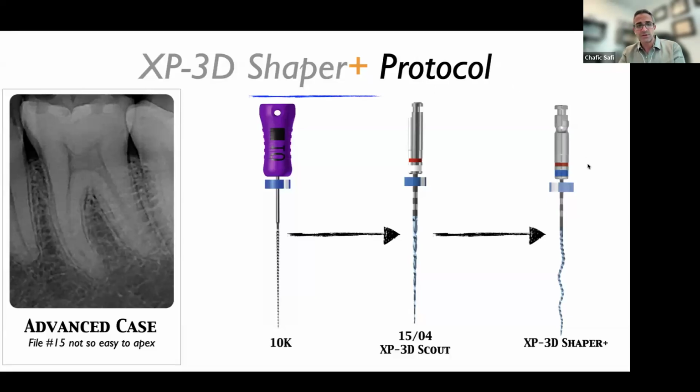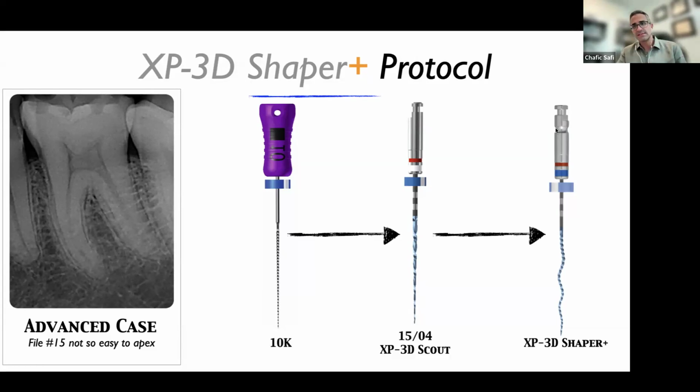And so this is the protocol. In these cases where you have a more challenging case, you're going to employ a number 10 hand file all the way to working length. After that, employ a number 1504, the XV3D Scout. And after that, employ your XV3D Shaper Plus.